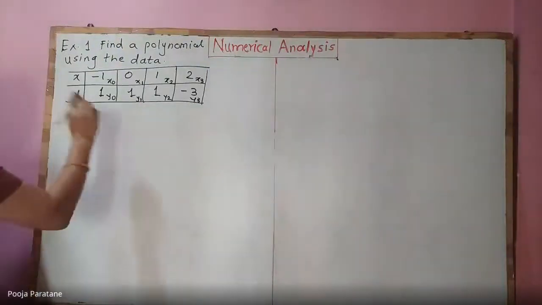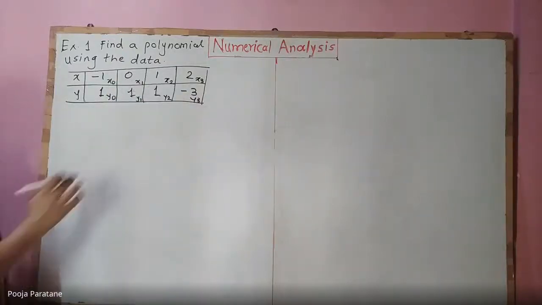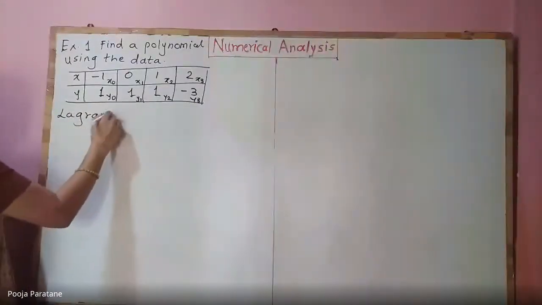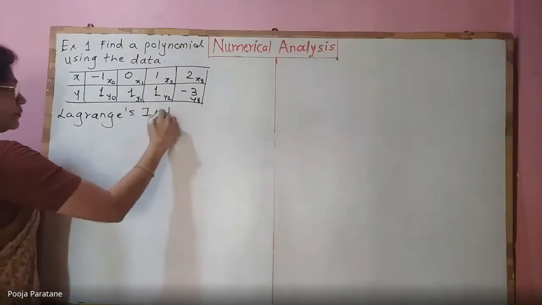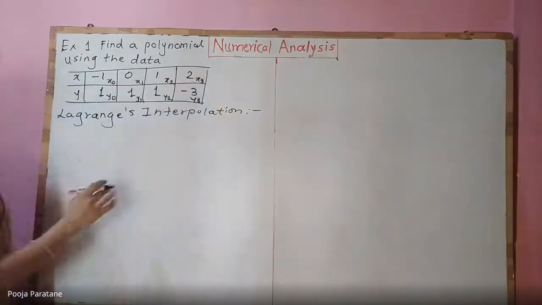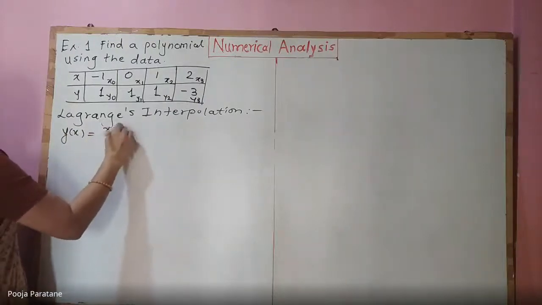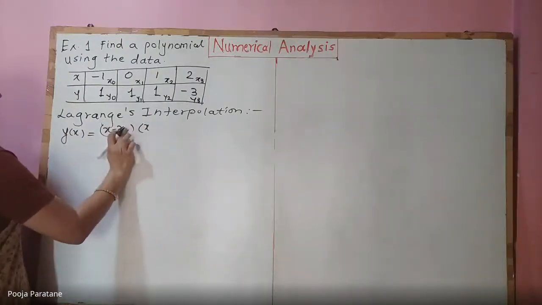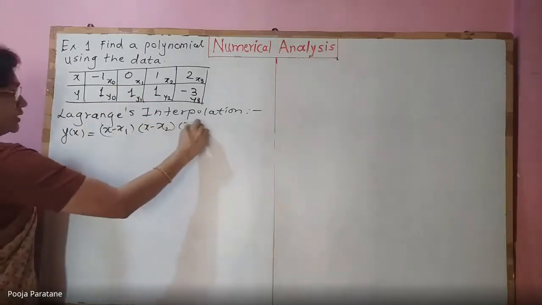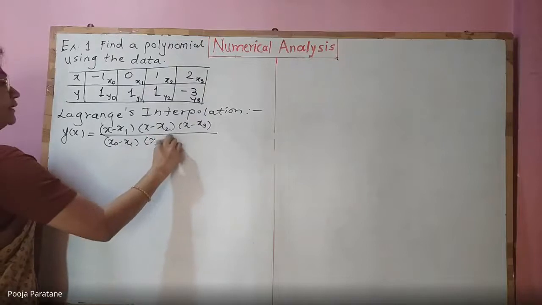So now let us write. Here the corresponding values x0, x1, x2, x3 are given, and y0, y1, y2, y3 are given. So let us write down Lagrange's interpolation formula. Write only the terms up to which we have been given the data. So it is y(x) equals, in the first term, x minus x1, x minus x2, x minus x3. Every time you have to write the formula.